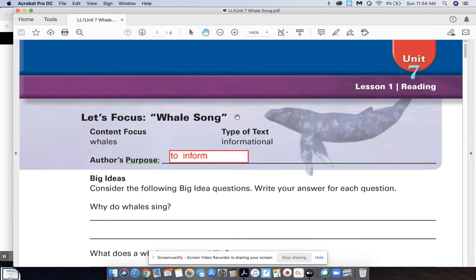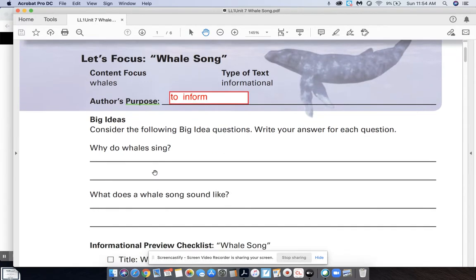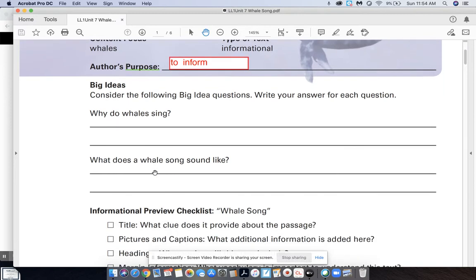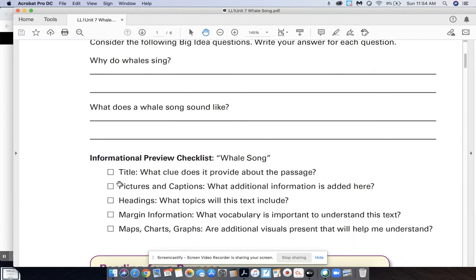The title of this passage, one of the text passages in Unit 7, is called Whale Song. It's about whales, and it is informational text. So the author's purpose is to inform us as readers. Our purpose as readers is to learn information. Big ideas for this passage: we would learn about why whales sing and what a whale song sounds like. Some important features of nonfiction text: title, pictures and captions, headings, margin information.